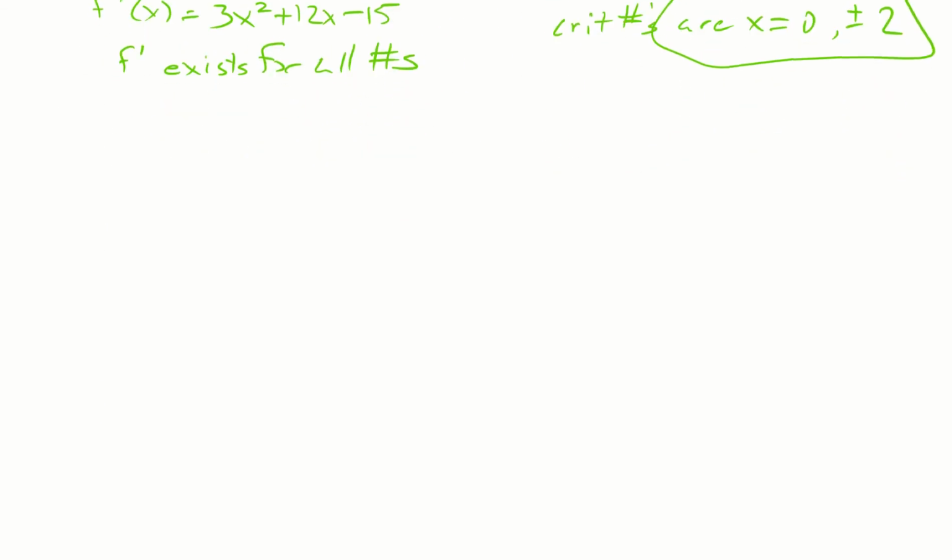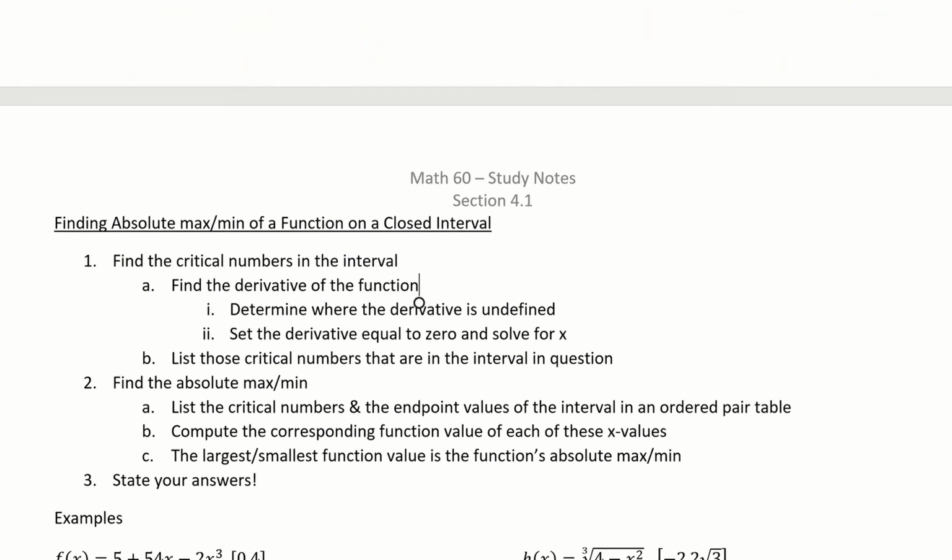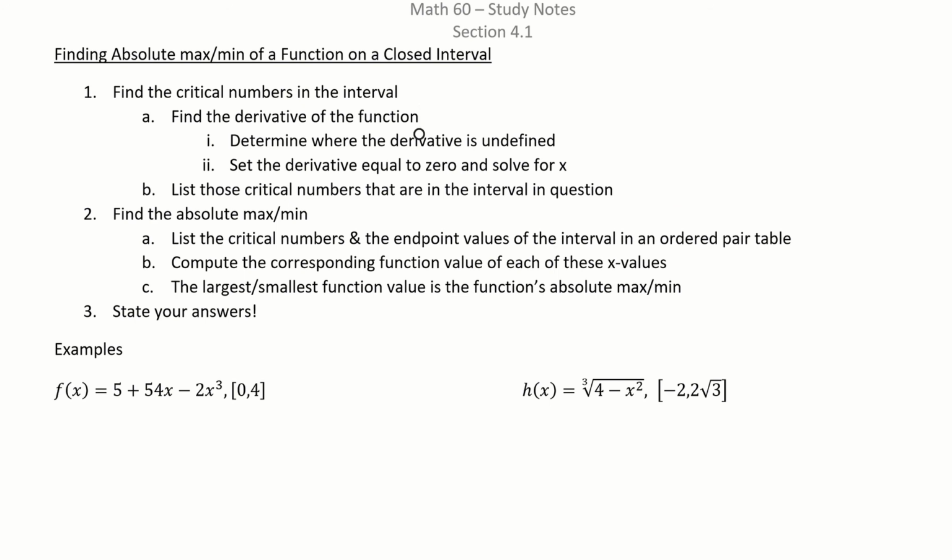As we go on, the last thing to talk about is finding the absolute max and min of a function on a closed interval. So this is the process for doing it. Find the critical numbers in the interval. So find the derivative, determine where it's undefined, where it's equal to 0. That's how you find critical numbers. And list them.